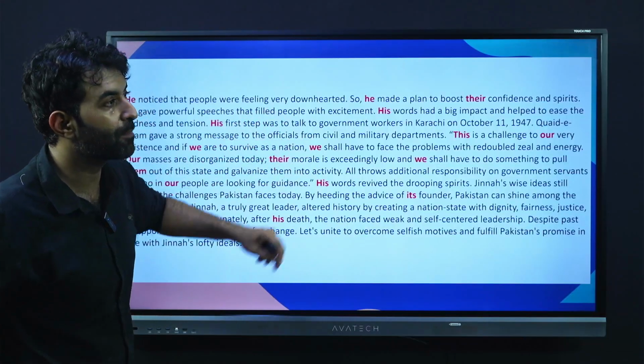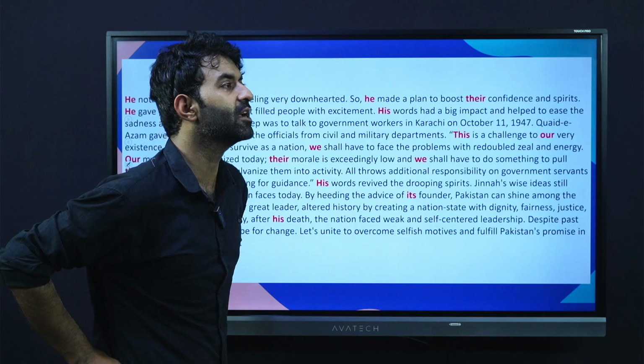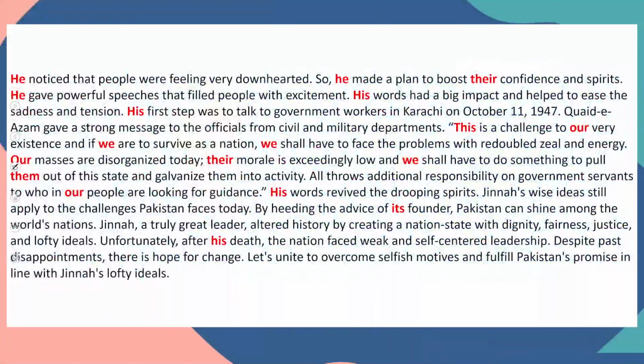Now, here is the passage. Students, is it visible? Can you see it? Right? Can you see the red bold words highlighted in the red color? These are all the pronouns that we learned. Can you see it? He, his, we. What kind of pronoun is we? What type of pronoun is we? Personal pronoun. Yeah. What kind of pronoun is there?